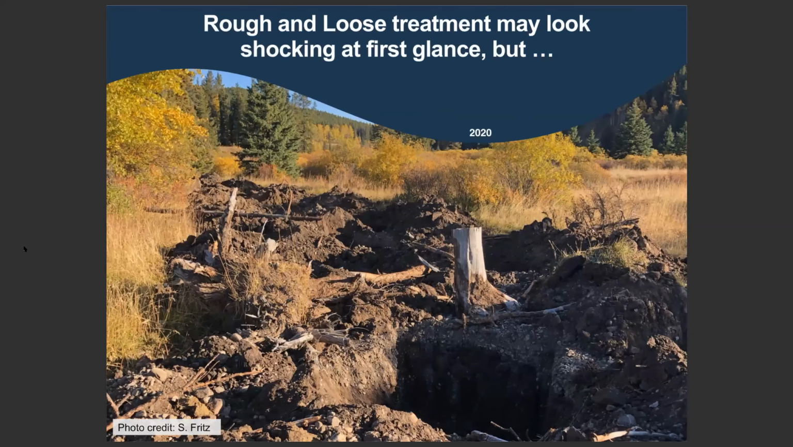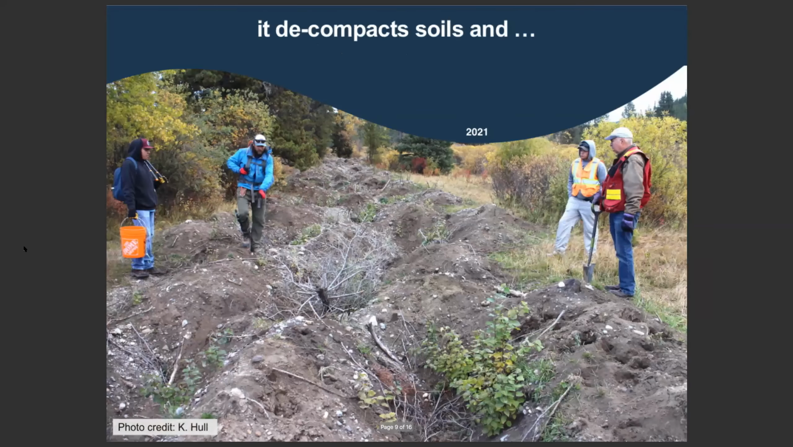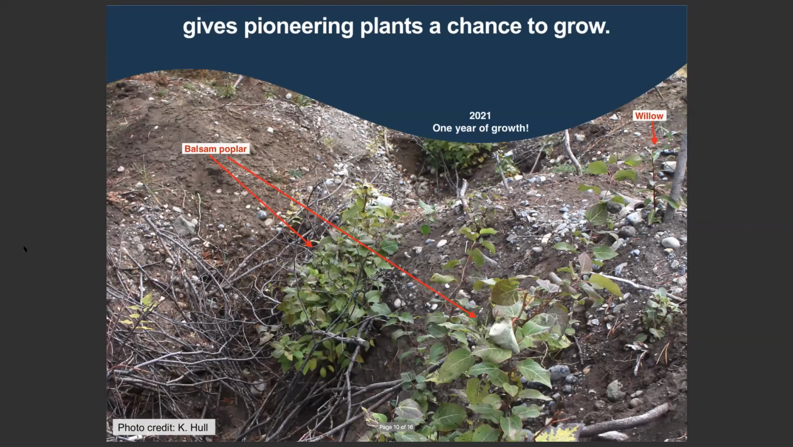So it may look quite shocking at first glance, but you see here a photo of the site in 2020. And this is exactly the same site only 1 year later. As you can see, it gives a lot of plants a chance to grow. And here in this case, what we see is a lot of balsam poplar, which we did not even plant. Its seeds came in on their own, carried by wind, and established themselves quite quickly. This is the growth of just 1 single year. And on the right, you also see one of the willows that we planted growing.